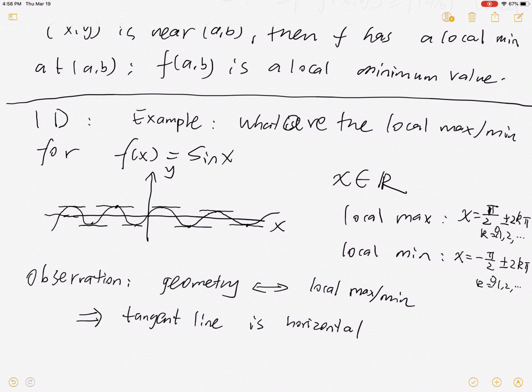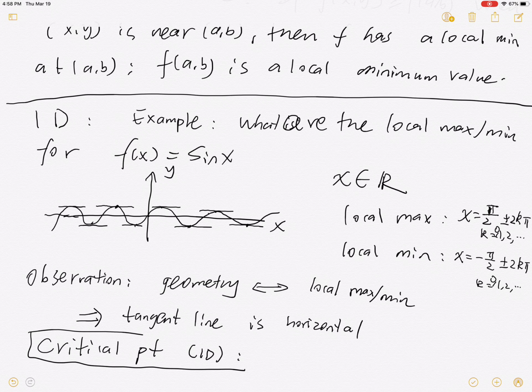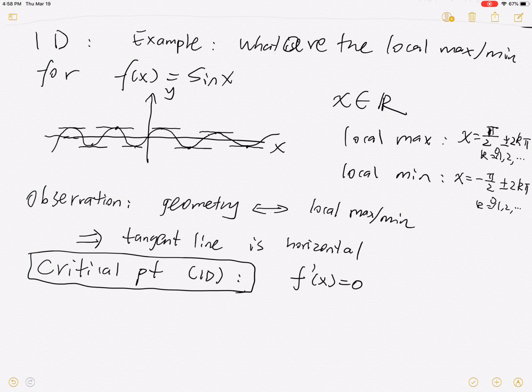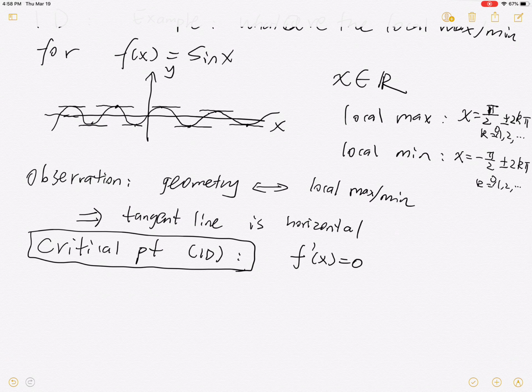Okay, then this gives us the definition of a critical point in 1D. So recall how we define it. We solve this equation, f prime of x equals 0. If x satisfies this equation, then we call it a critical point.